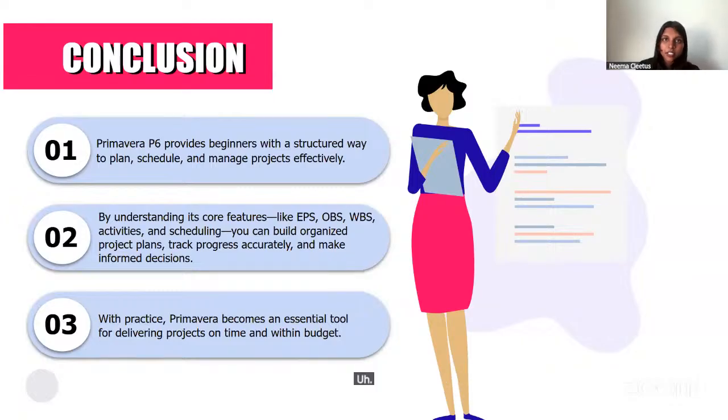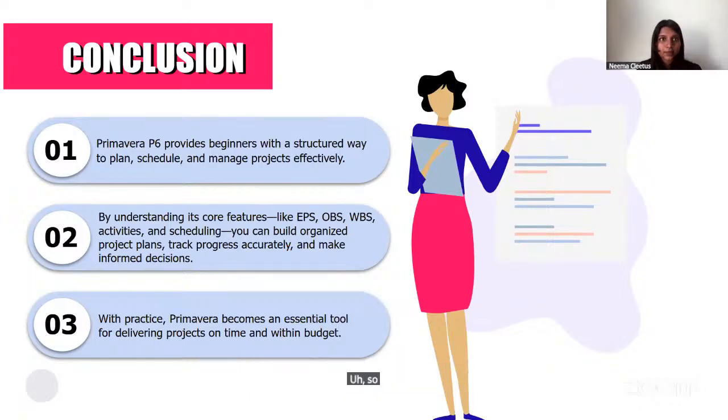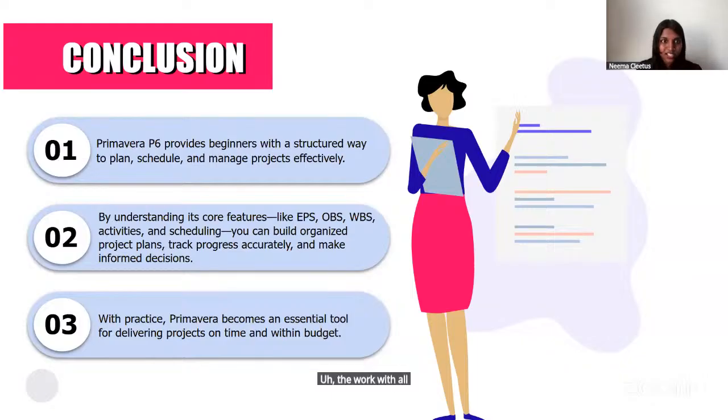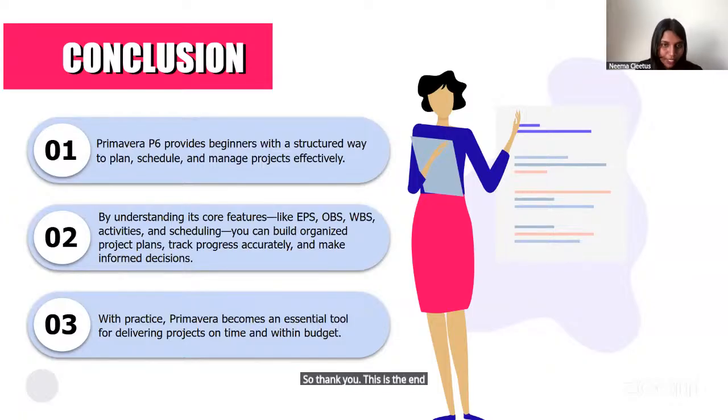After learning the planning sessions or the scheduling sessions, you can go to the next phase of Primavera, that is tracking. So as a beginner or as a person who is learning scheduling or doing scheduling, you can improve your work with all these key tools. So that's it. I hope this session helps you with your scheduling skills and makes them better. I hope this gives you valuable insights also. So thank you. This is the end of our session, Primavera P6.